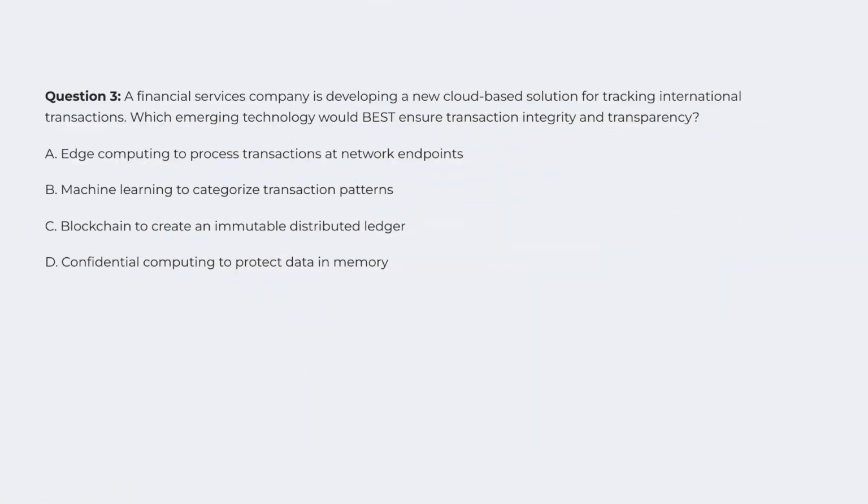Question 3. A financial services company is developing a new cloud-based solution for tracking international transactions. Which emerging technology would best ensure transaction integrity and transparency? A. Edge computing to process transactions at network endpoints. B. Machine learning to categorize transaction patterns. C. Blockchain to create an immutable distributed ledger. D. Confidential computing to protect data in memory.